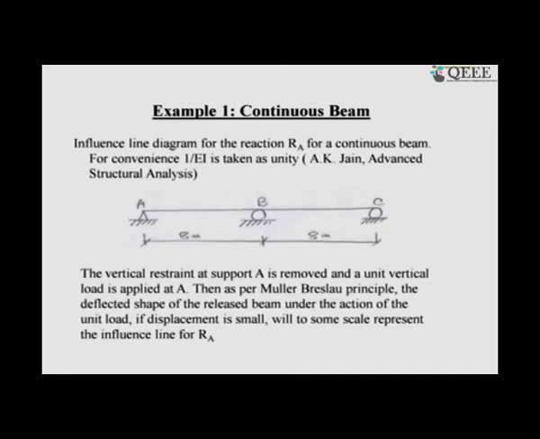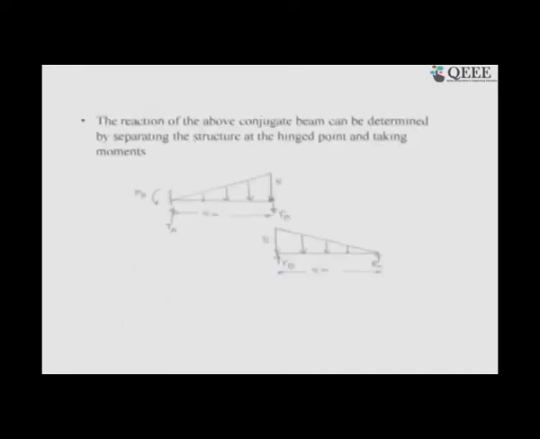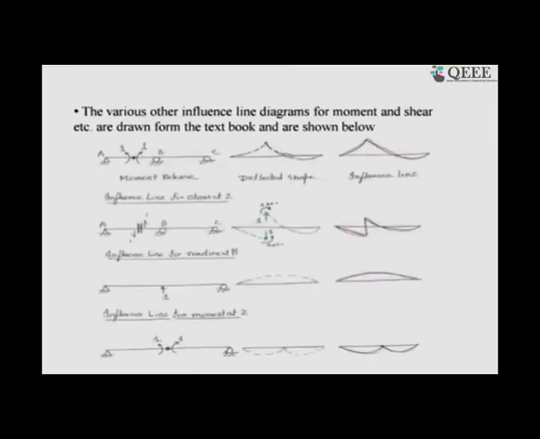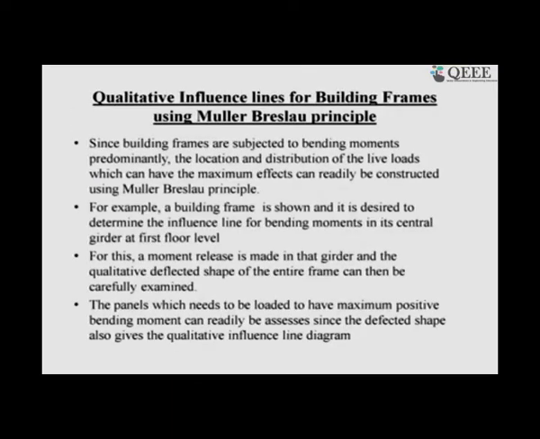I hope you have understood well the basics of that. There is no more complicacy. Once you understand that, you will at least be able to extend it to simple indeterminate structures. So, this is for the conjugate beam and one of the beams, then this is the influence line, and then these are the other effects, and we extended it to the building frames.